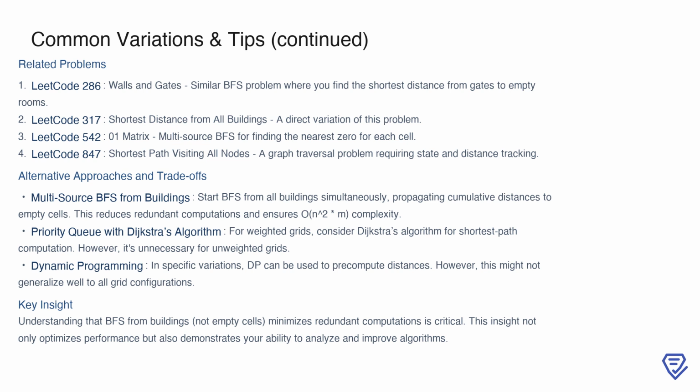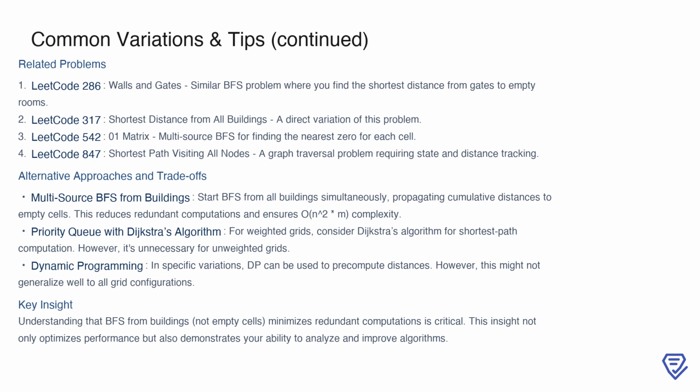Finally, let's explore related problems and alternative approaches. There are several similar problems that can help you strengthen your understanding of BFS and grid traversal. For example, LeetCode 286, Walls and Gates, involves finding the shortest distances from gates to empty rooms. LeetCode 542, 01 Matrix, uses a multisource BFS to find the nearest zero for each cell. And LeetCode 847, Shortest Path Visiting All Nodes, shifts the focus to graph traversal with state and distance tracking. These problems share underlying principles with this one, making them excellent practice.